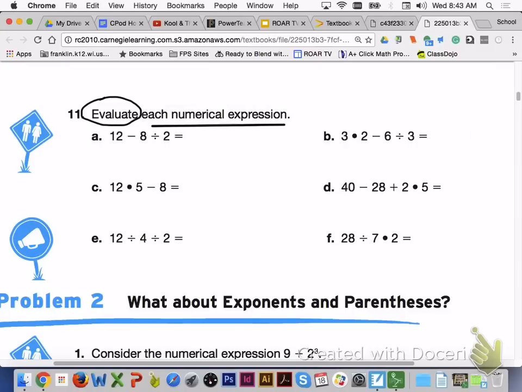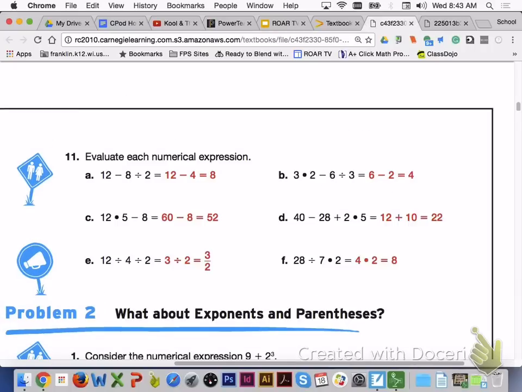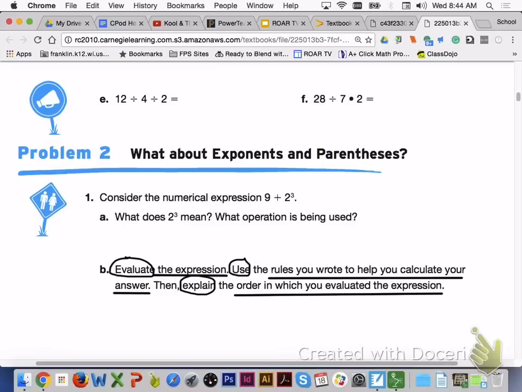Please turn to page 466 and answer number 11, letters A through F with your group members. Number 11, A is 8, B is 4, C 52, D 22, E 3/2 or 1.5, and F 8. Let's look at problem 2. What about exponents and parentheses?